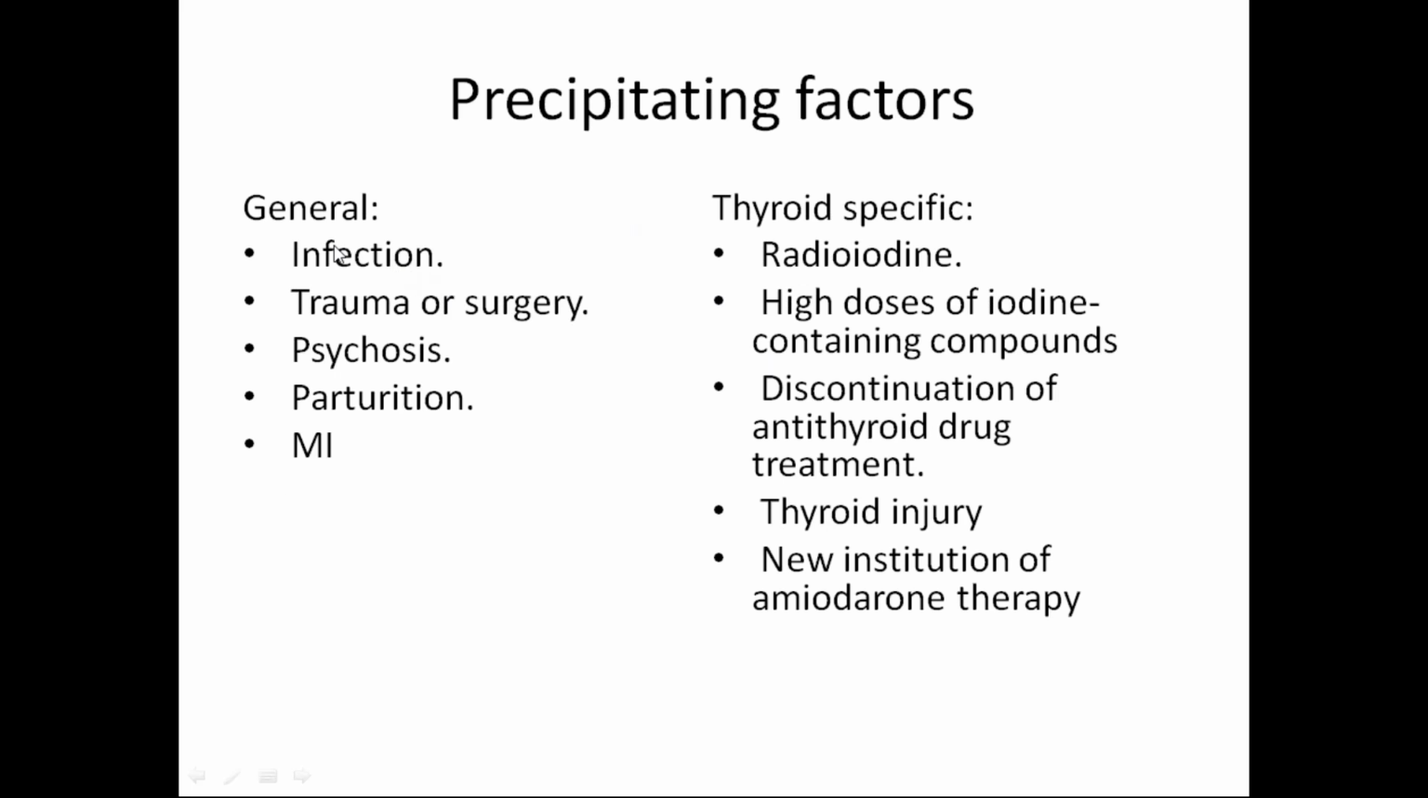The precipitating factors in general are infection, trauma or surgery, psychosis, parturition, MI or other medical conditions in a patient already with thyrotoxicosis. When these happen, the patients go into thyroid storm. The thyroid-specific causes can be a side effect of administration of radioiodine or a high dose of iodine-containing compounds, sudden discontinuation of the antithyroid drugs, thyroid injury, and new institution of immunotherapy. So we have already discussed it. Sometimes the patient can go into thyroid storm.